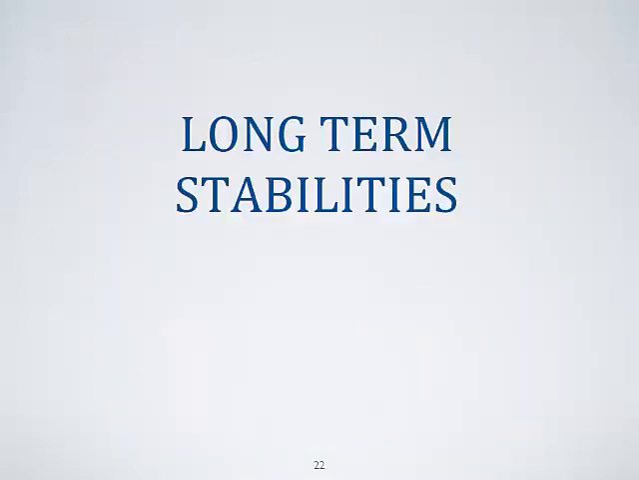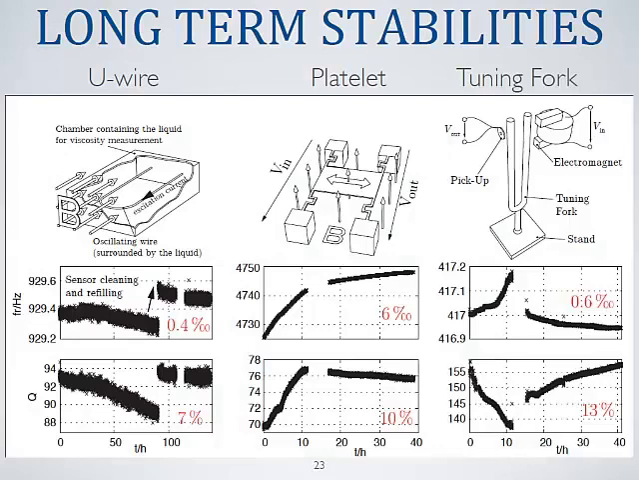Finally, let me address some issues we are still facing, and this is long-term stability. For most of our devices, we did long-term measurements. We put these devices in ethanol at 25 degrees Celsius and did nothing more than continue measuring, for example, for the first device for a week. The resonance frequency is pretty stable, so the variation is 0.4 hertz at roughly 1 kilohertz.